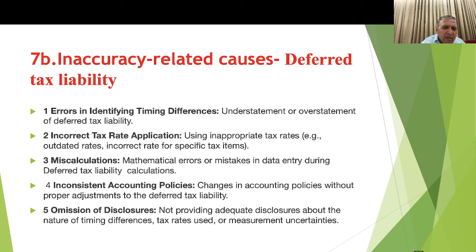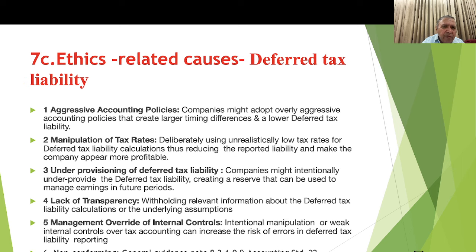miscalculations, mathematical errors, inconsistent accounting policies, changing the accounting policies without proper adjustment to the deferred tax liabilities, and omission of disclosures, not providing adequate disclosure about the nature of the timing differences, tax rates used, or measurement uncertainties. Ethics-related causes related to the deferred tax liabilities. Aggressive accounting policies: companies might adopt very aggressive accounting policies that create large timing differences and lower deferred tax liabilities.